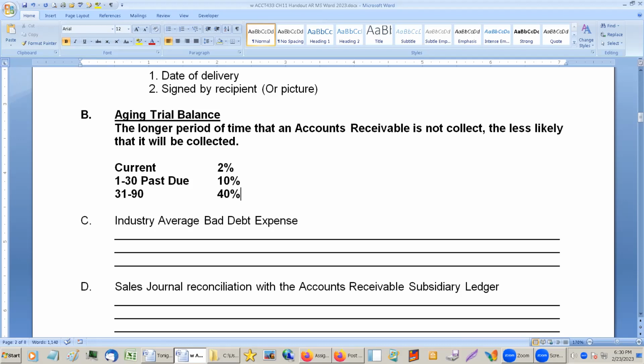And so that's what an aging is. You'll break up the accounts receivable. Okay, how many accounts receivable are current? Okay, 2% of those will go bad. How many are 1 to 30 days past due? Okay, 10%, and so on. The longer time you get out, the less it's going to be. I've done audits where they had accounts receivable on the books for 6 years. It's like, you're never going to collect it.